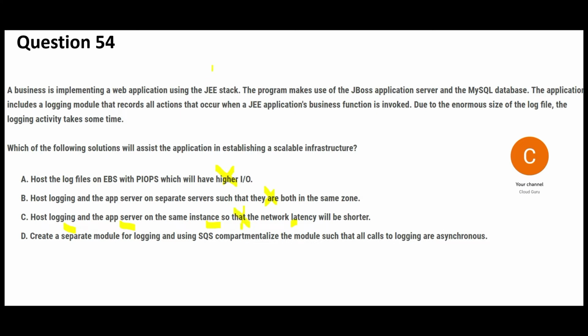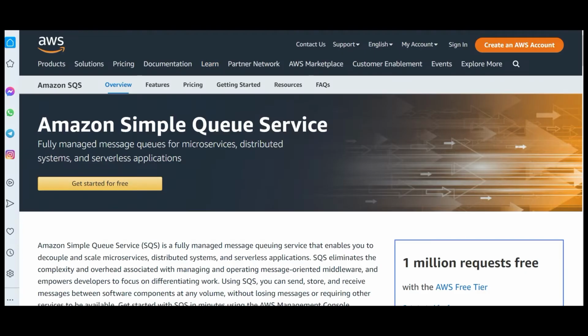So we are left with one option which looks correct. The first piece is they are saying create a separate model for logging. So there is a separation, and then they are saying we will use SQS. Fantastic. What SQS does is it adds messages asynchronously. It is very good for distributed systems or microservice based systems.